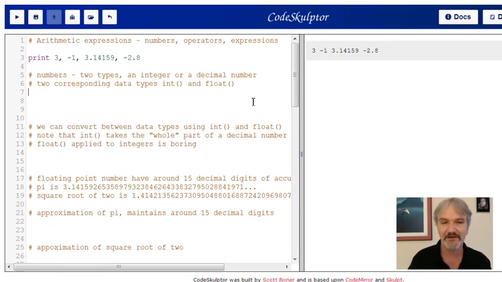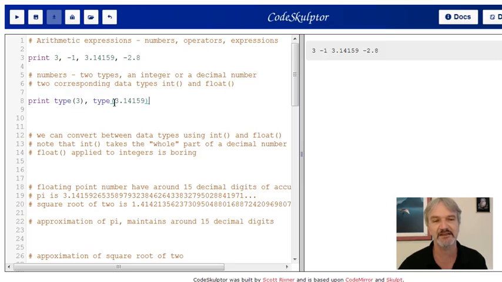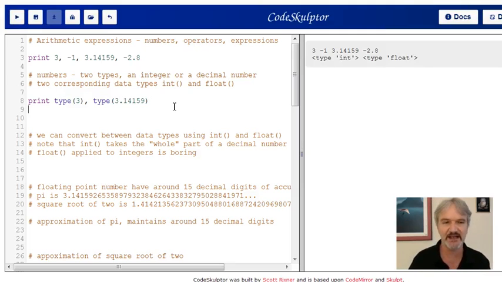If you're ever in any doubt about what kind of number you're working with, there's a function in Python that can tell you what type of number it is. It's called type. So I could say type 3, or maybe type 3.14159. If I run that, I'm going to guess this is an int and this is a float. Let's run it. Sure enough, it's an int. This is a float.